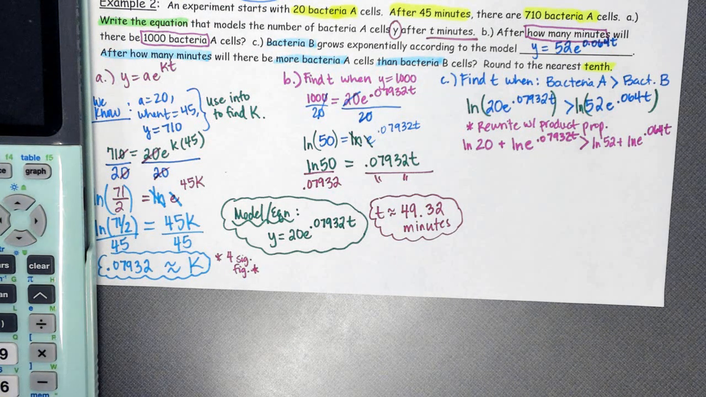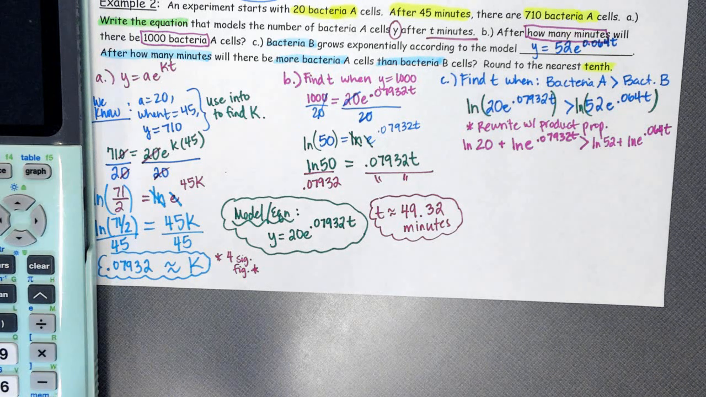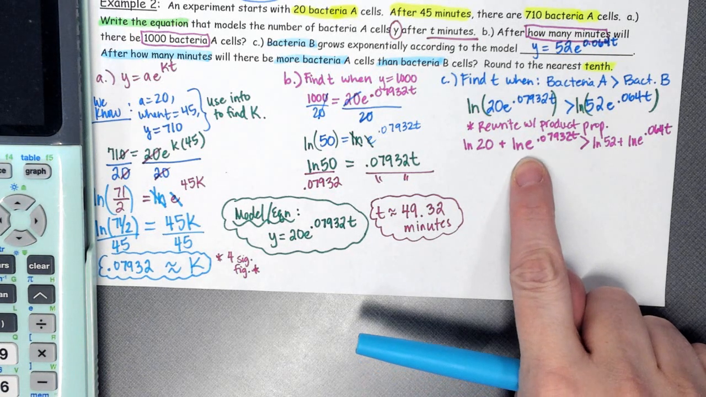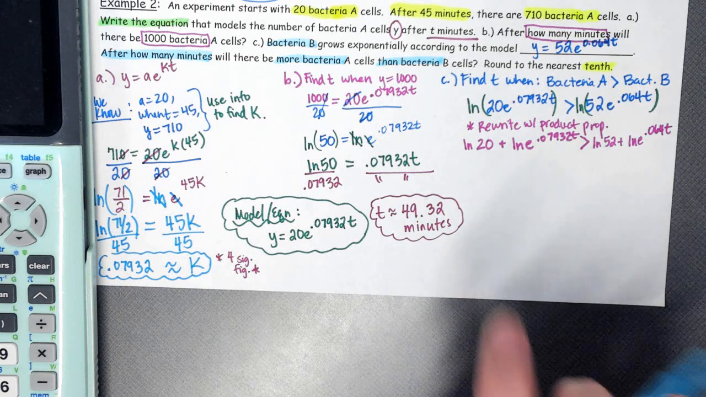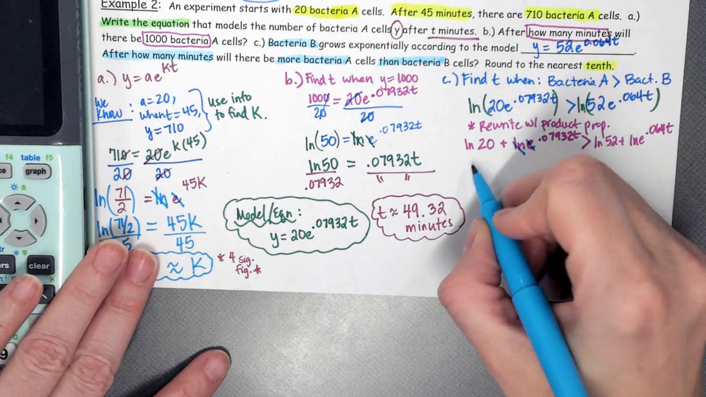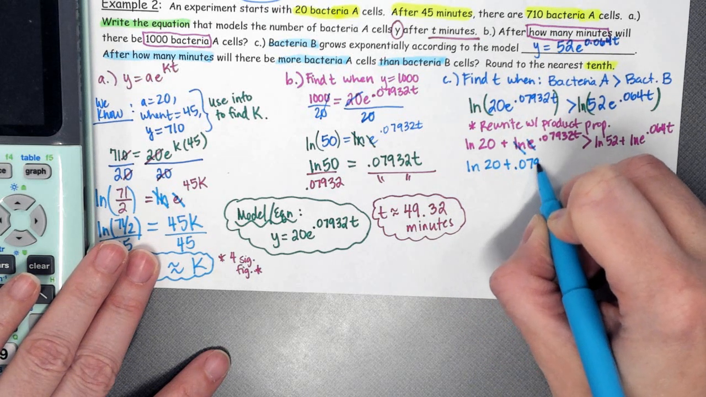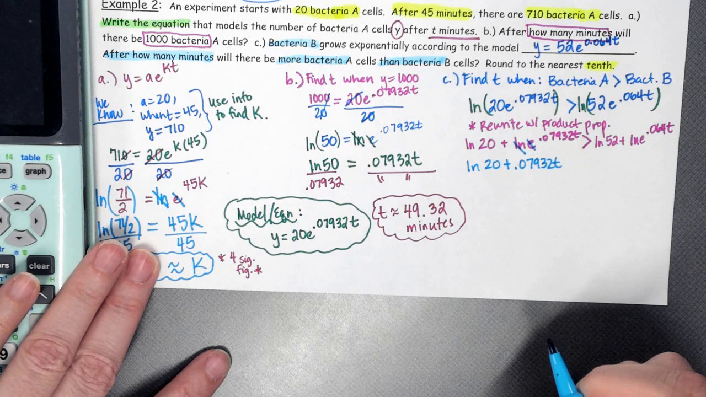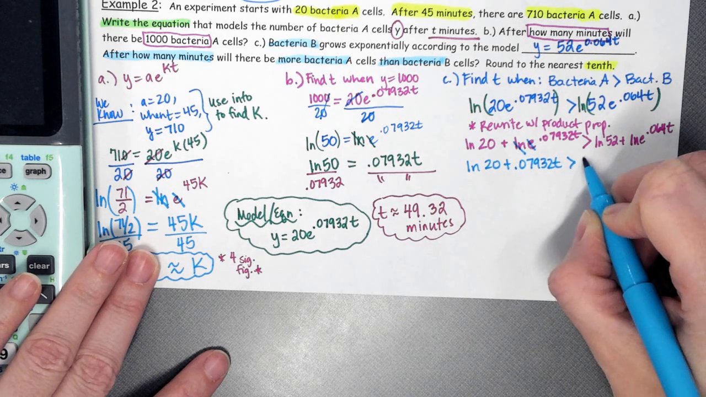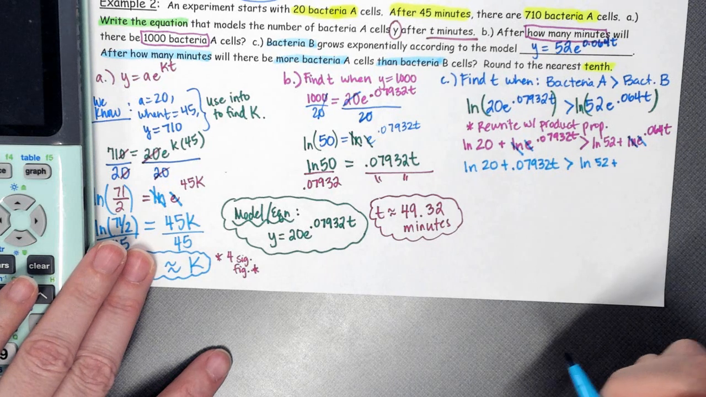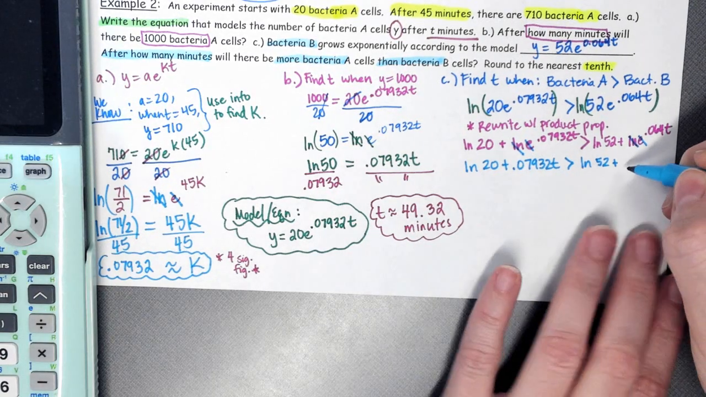How is that going to be helpful? Yeah, let's cancel out our inverses. The natural log and e, don't those cancel each other out? Yep, so if I cancel that out, I have the natural log of 20 plus 0.07932t. That is greater than the natural log of 52 plus, and then here's another natural log and e that I can cancel.